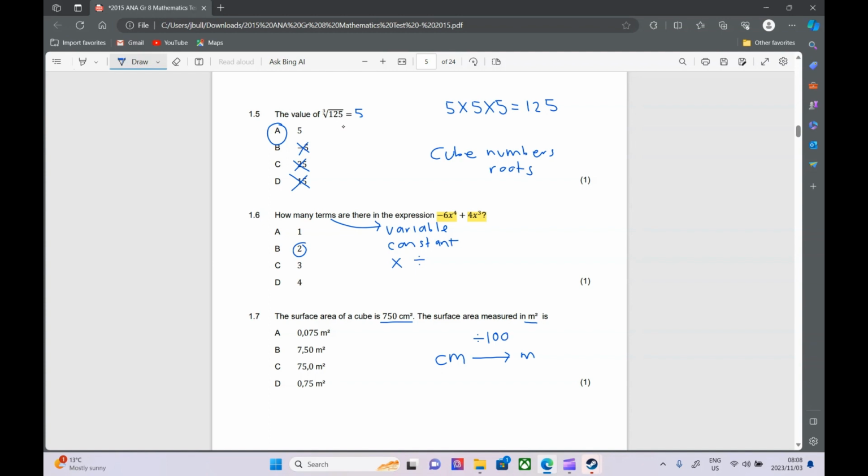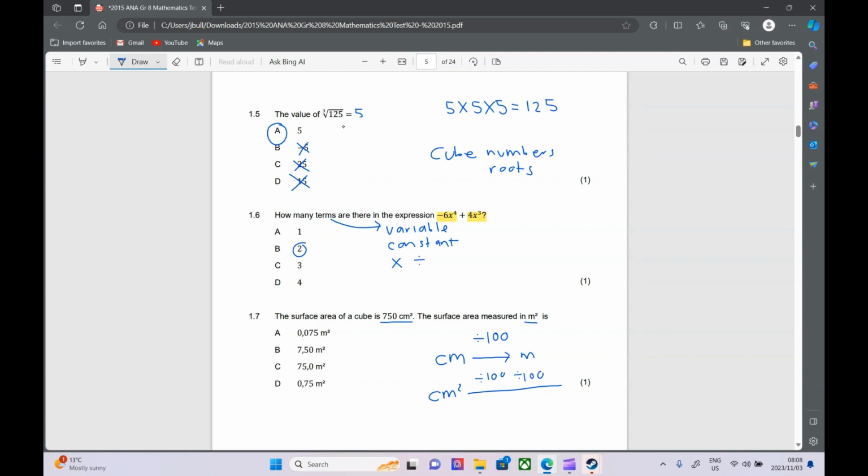And then 1.10, which number is missing in the number sequence below? Okay, again, number sequences you got to check. So do we have square numbers? So 1 squared is 1, 2 squared is not 1. Okay, so it's not squares. So let's cross that out. Let's see, is it cubes? So 1 cubed is 1, 2 cubed is 8. So no, not cubes.